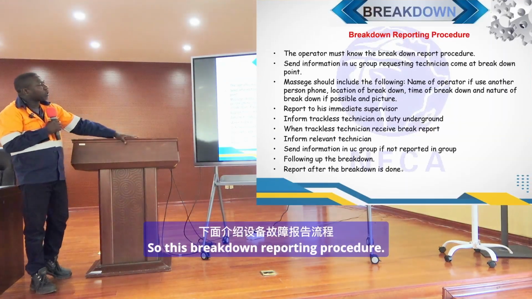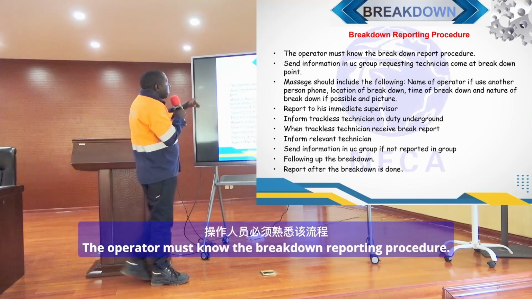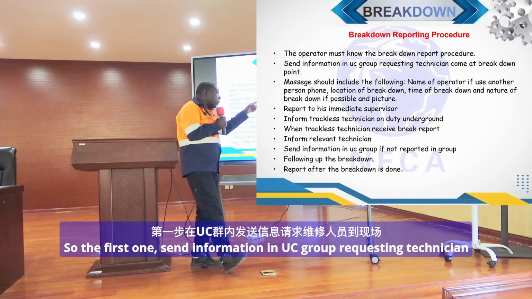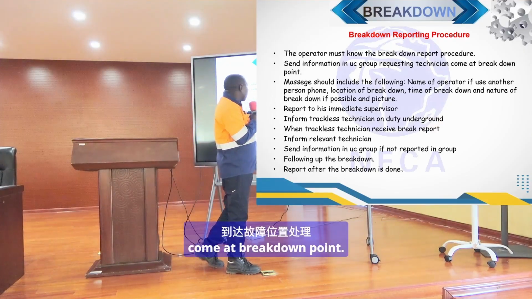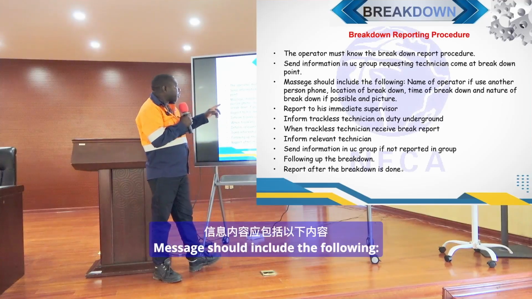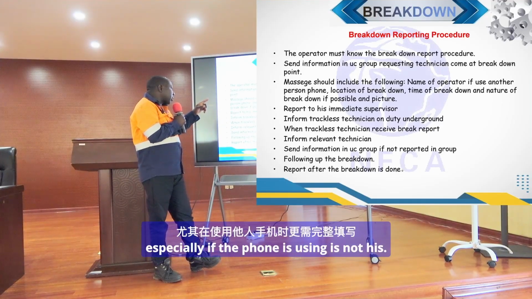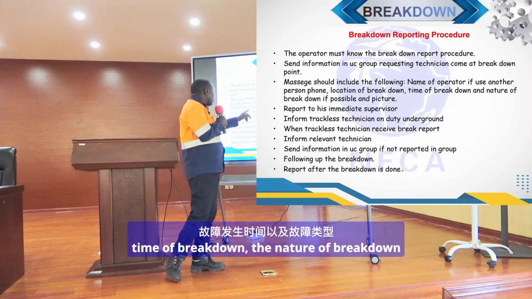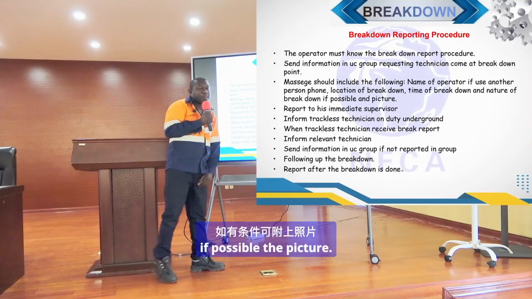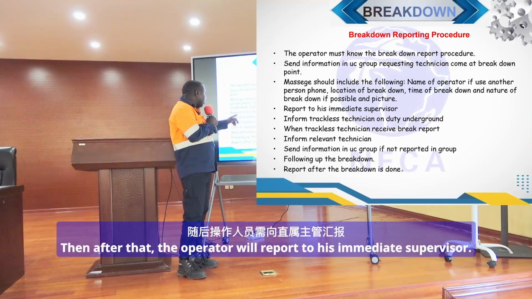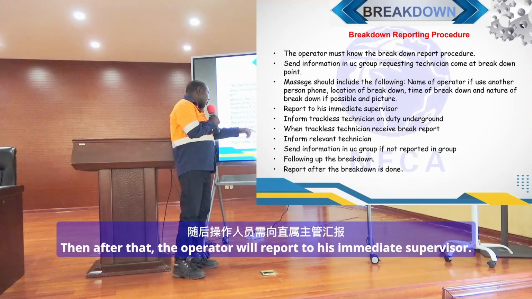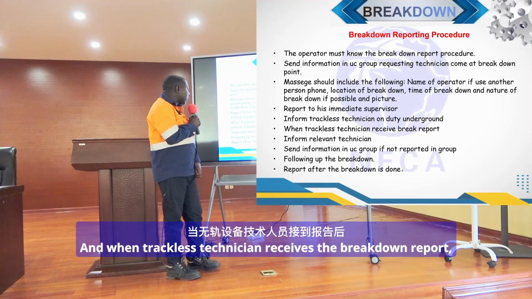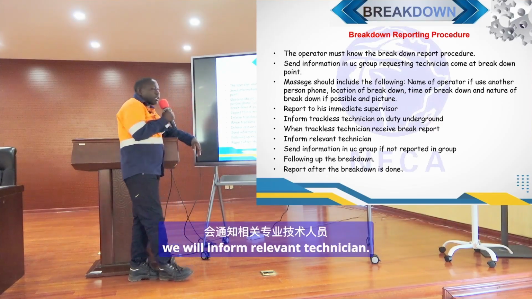So this is the breakdown reporting procedure. The operator must know the breakdown reporting procedure. The first step is to send information in the UC group requesting a technician to come to the breakdown point. The message should include the following, especially if the phone being used is not his own: location of the breakdown, time of breakdown, nature of breakdown, and if possible, a picture. After that, the operator will report to his immediate supervisor, then inform the trackless department on duty underground also. And when the trackless technician receives the breakdown report, they will inform the relevant technician.